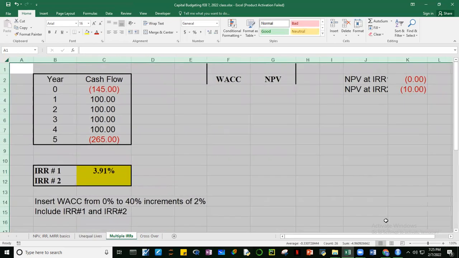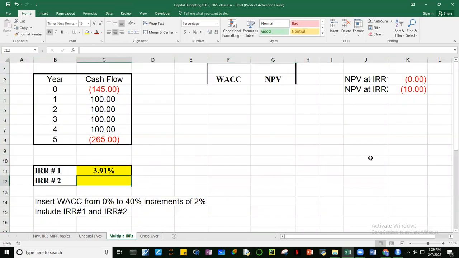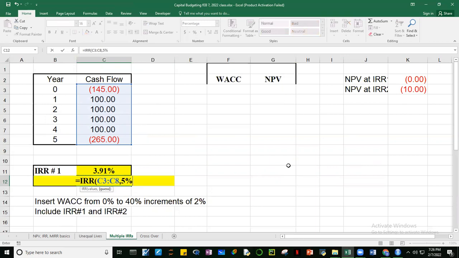Okay, ang tanong ngayon, ano yung pangalawang IRR natin? Okay, so how do we find it? IRR, again, values ulit. Okay, dito papasok yung guess, guys. So sa guess, you have to put a value greater than 3.91%. Kunyari, 5%. So let me put first 5%, control enter.